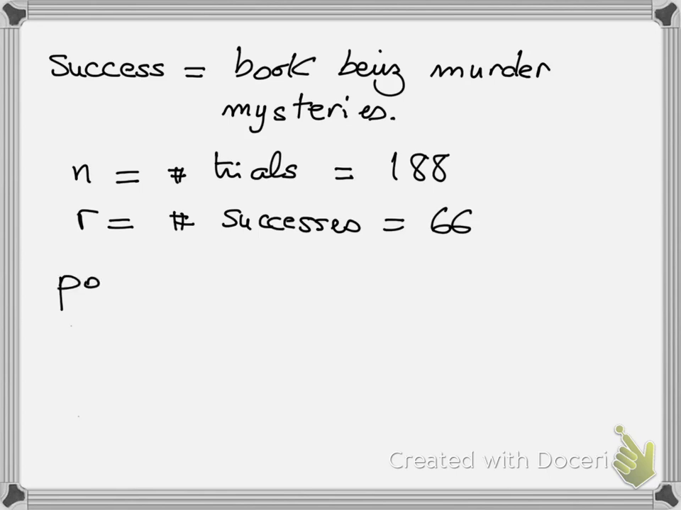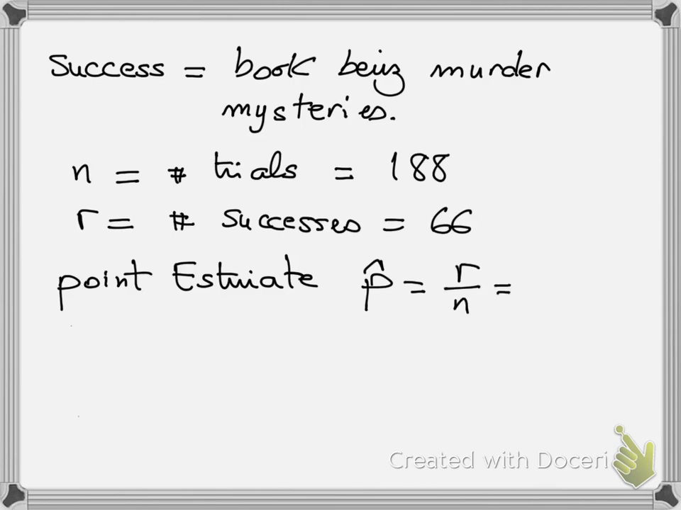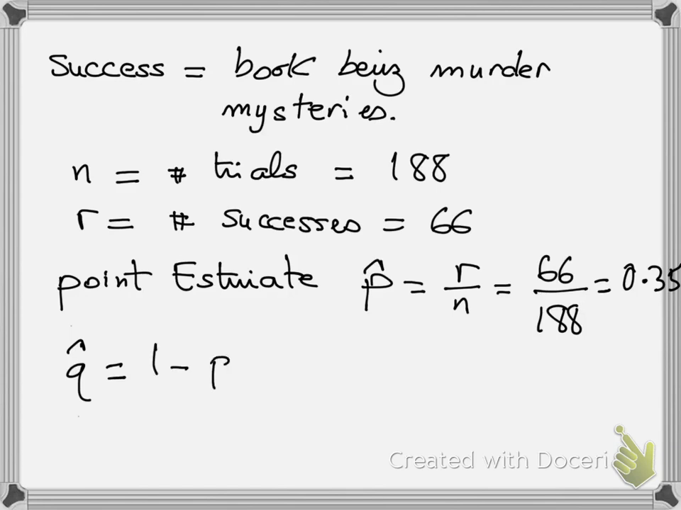So what will be the point estimate? The point estimate p hat is r over n, the number of successes over the number of trials, which is 188. So 66 over 188 is equal to 0.35. That's the point estimate. And q hat would be 1 minus p hat, so 1 minus 0.35 is 0.65.